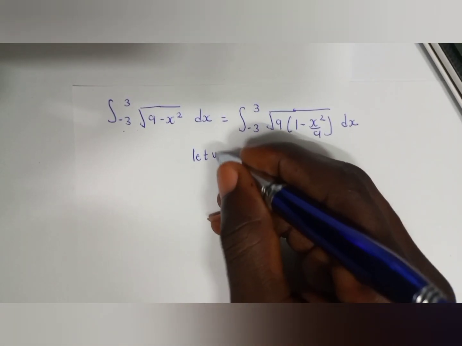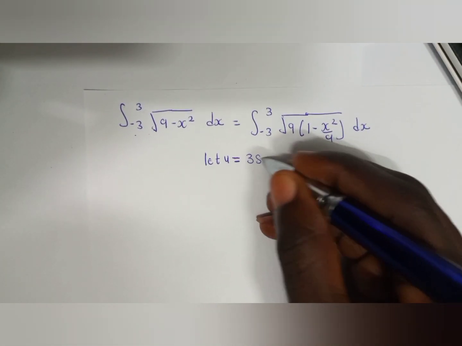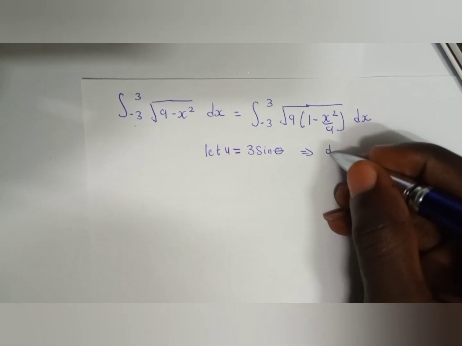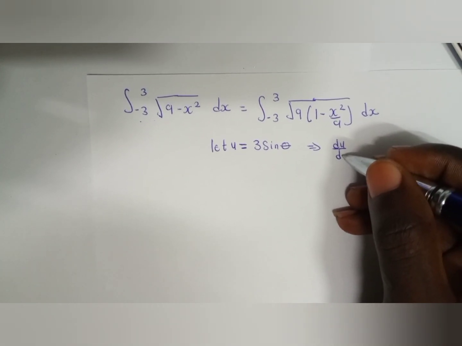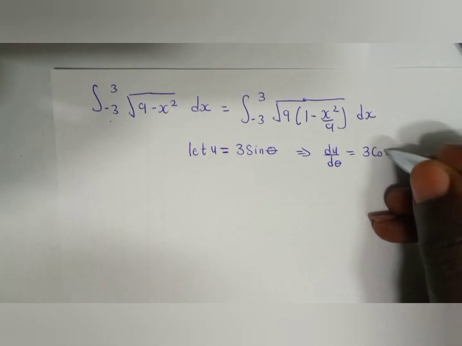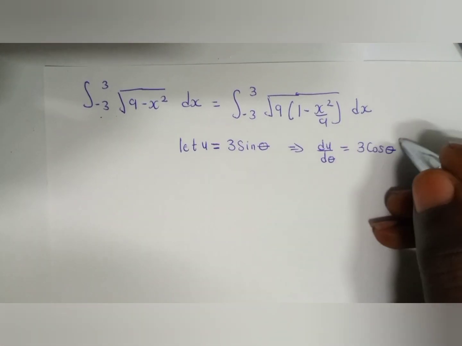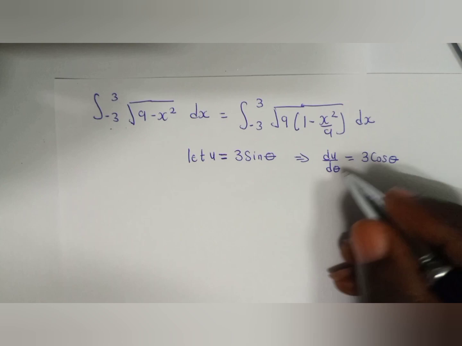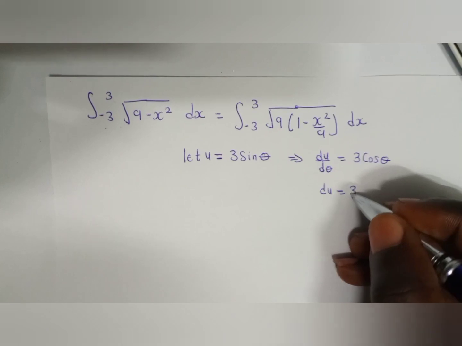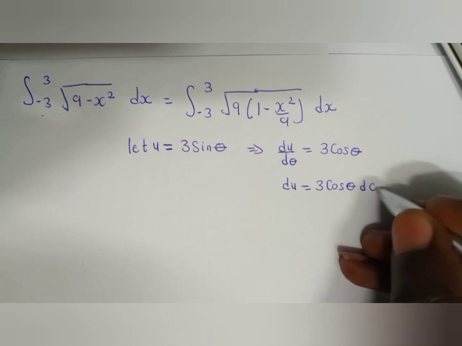Let u equals 3 sine theta. So this implies du over d theta equals 3 cos theta. This implies that du equals 3 cos theta d theta.